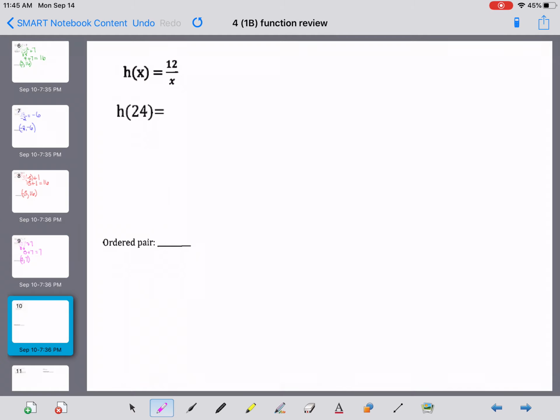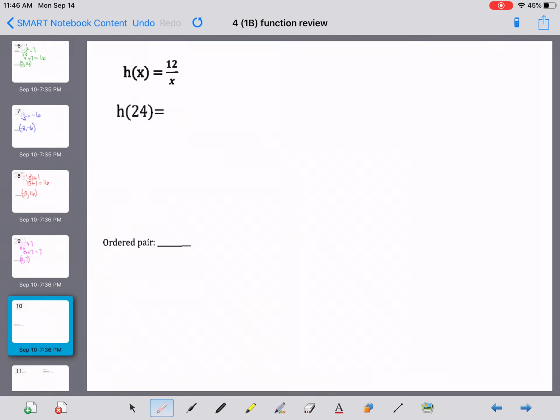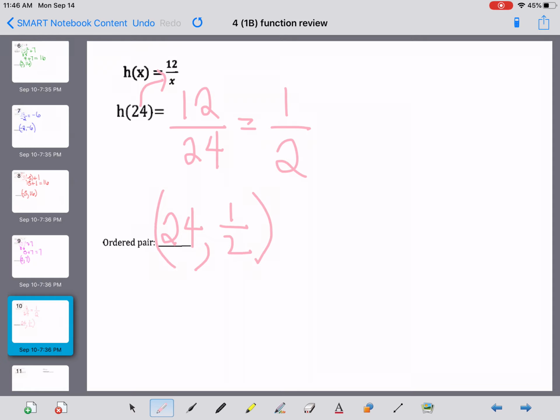H of 24. Again, find the equation. I have it kind of set up already for us, but when we do this, we're going to put 24 back into the function wherever we see x. So this is 12 divided by 24. And I do not have access to a calculator in Desmos when I'm doing these videos on the iPad. But if you type in 12 divided by 24 into Desmos, it will give you the value of 1/2. We put 24 into the function, and when we put 24 in, we get 1/2 out.